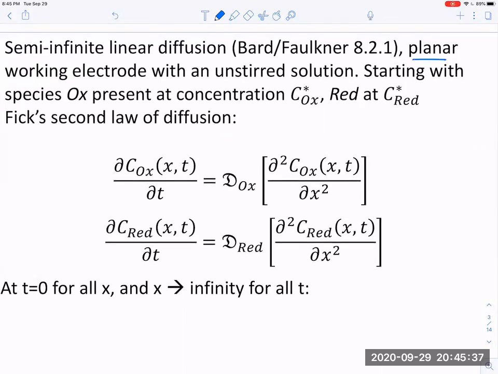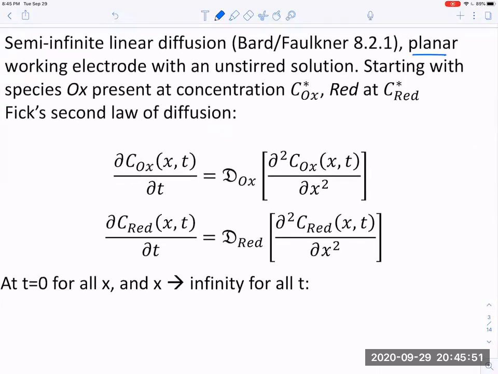I just want to mention we are dealing with planar working electrodes. So these are flat electrode surfaces. There's no pores or anything like that. And then there's an unstirred solution, which means that there's no convection. What we start with is that there's this oxidized species present at some concentration. This one is the bulk concentration. The reduced species is at its own concentration. And this is governed by Fick's second law of diffusion.